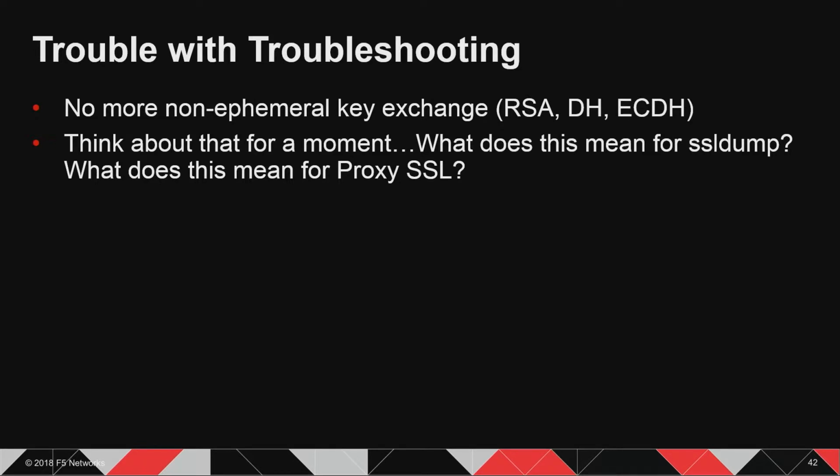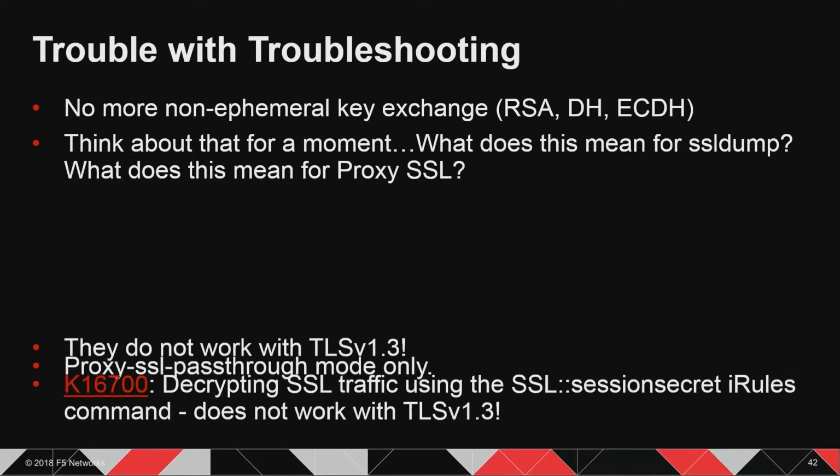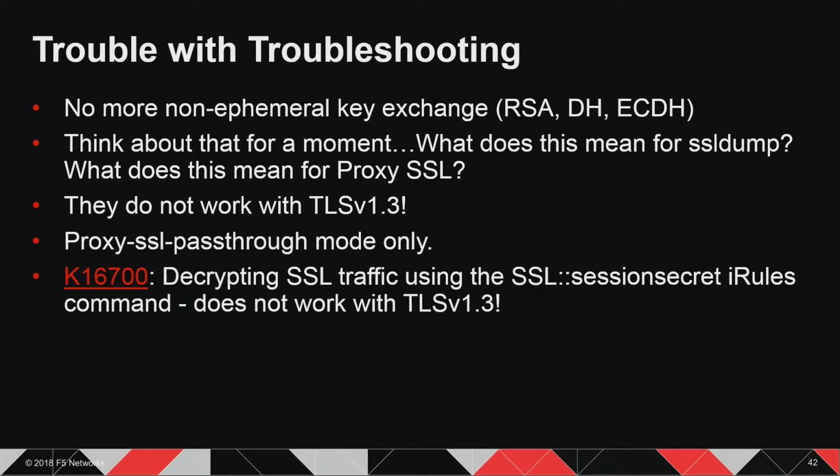So we have some trouble here though. Anybody who's done ssldump or dumped pre-master secrets out to use in Wireshark and all those things, none of that works anymore in TLS1.3. ssldump completely fails with TLS1.3. Dumping out pre-master secrets means nothing in TLS1.3. Everything's ephemeral. RSA is gone. So that causes a problem. It also causes a problem for proxy SSL. So none of that works in TLS1.3.